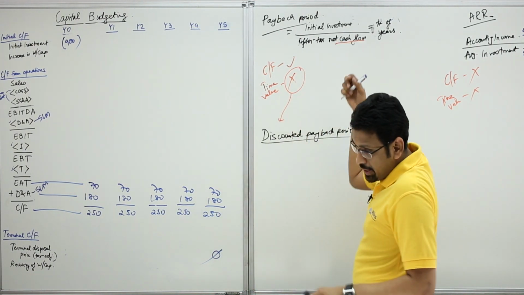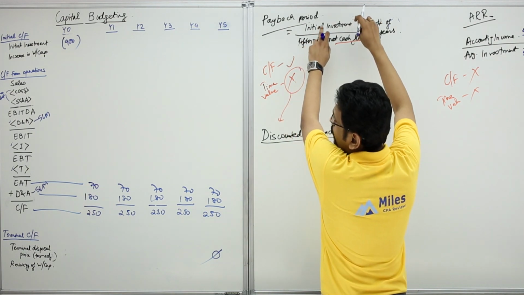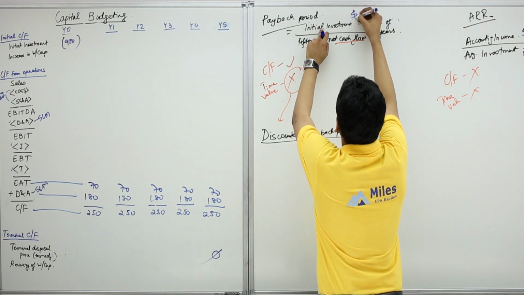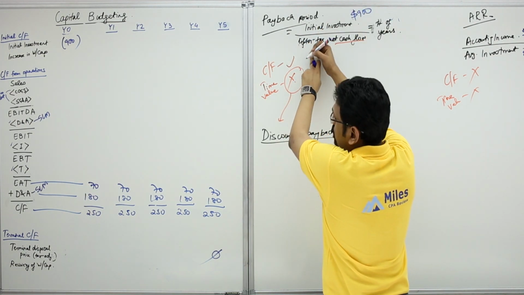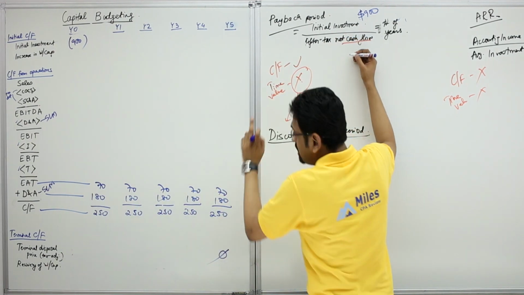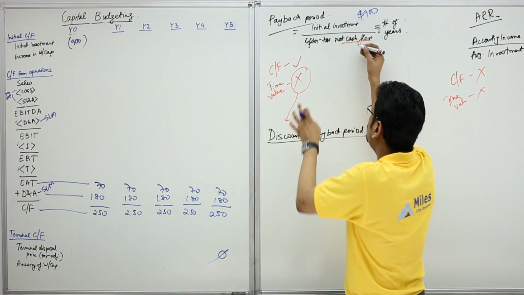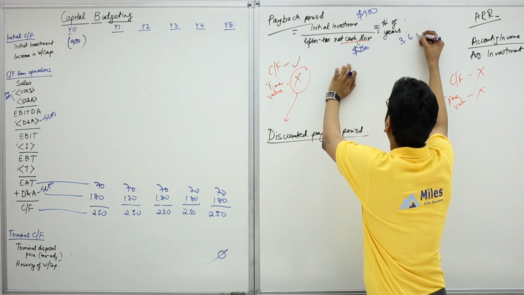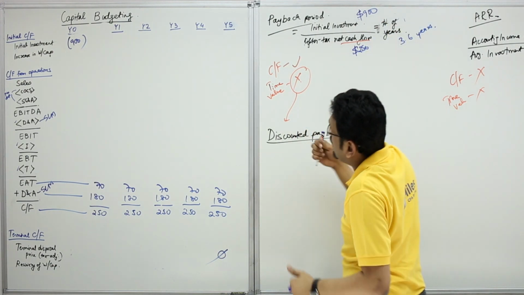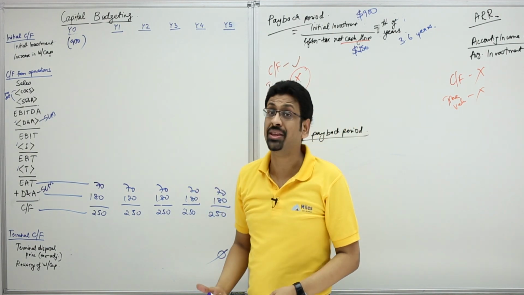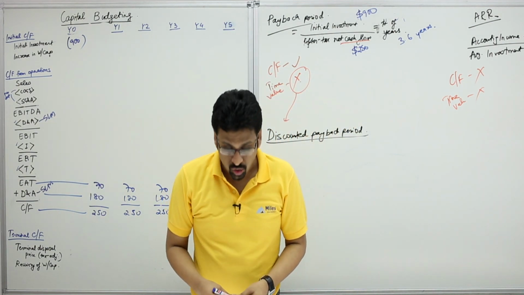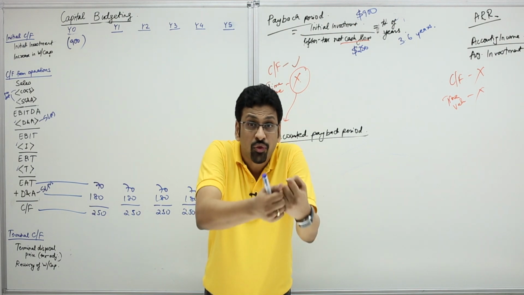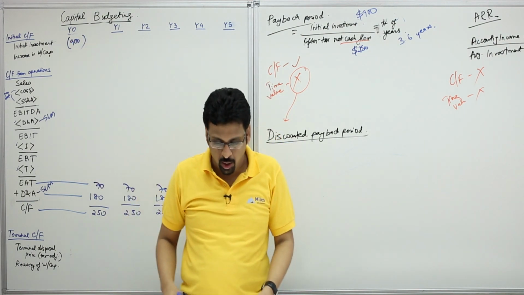So payback period, you'll have initial investment, $900. What's cash flow each period? It's the same number, so we can use the formula, $250. What's the number of years? 3.6 years. So the payback period for this machine would be 3.6 years. So it's after 3.6 years that we would recover the initial investment.